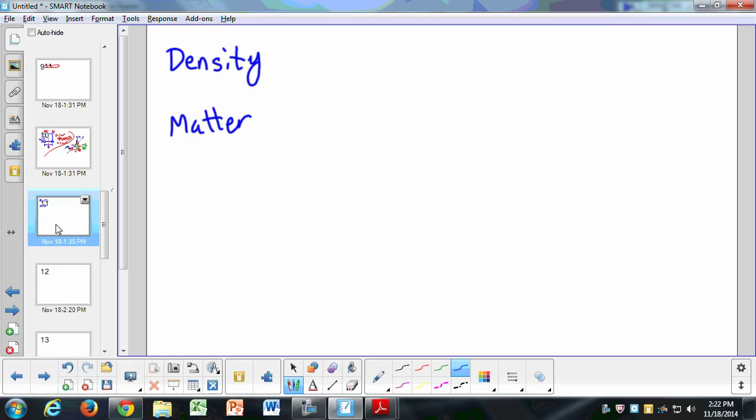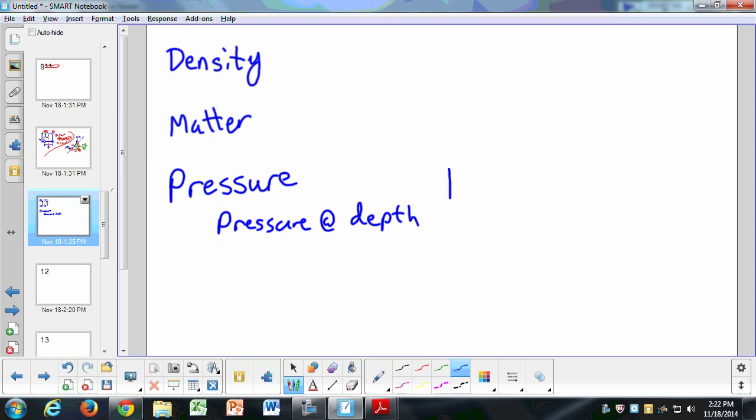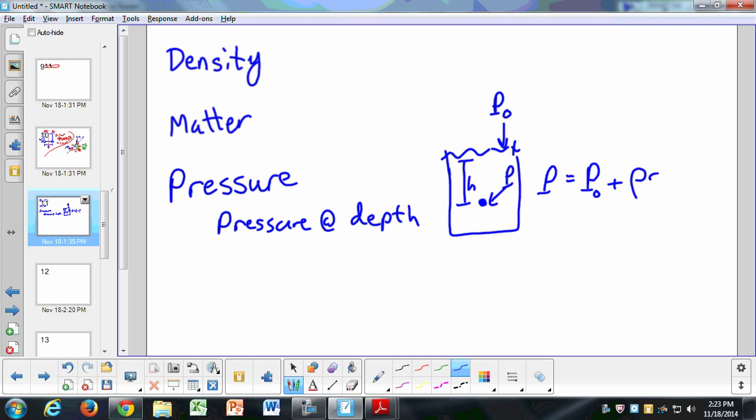Let's see, density, matter, pressure. Now in pressure we had several subtopics. We had pressure at a depth. So that is, I'm submerged in water. Say I'm at this point down here, I'm a certain depth, h. Let's say that I have a certain pressure at the top here, P naught, and I just want to know the pressure here. That pressure is equal to P naught plus rho GH.